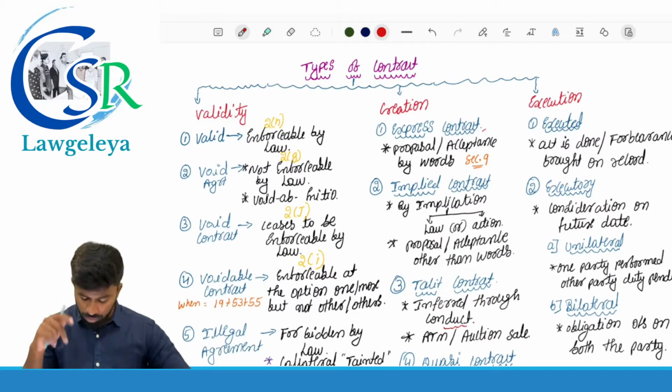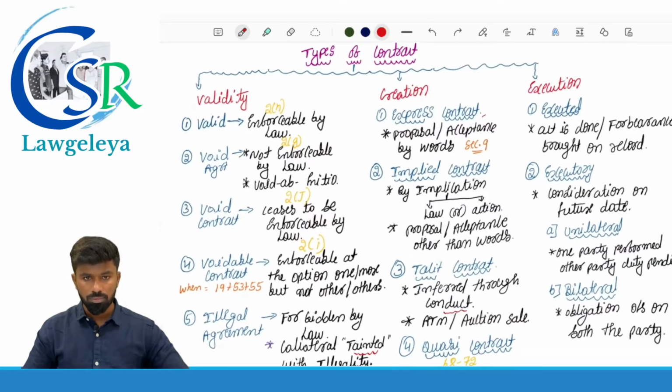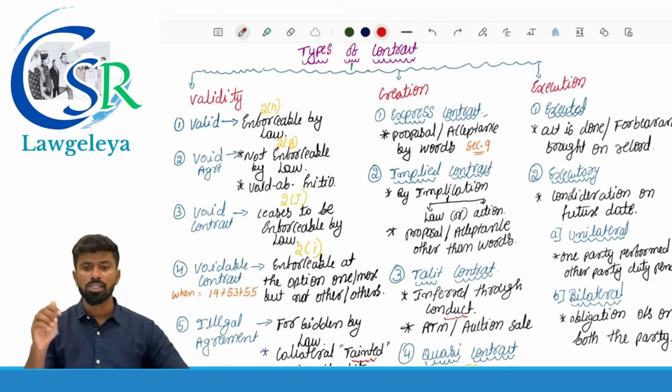Following types. What is the first one? Executed contract. What contract? Executed contract. So now what is executed contract, sir? Executed contract is a contract where the act is done or a forbearance is brought on record at the time of entering into a contract itself, because we know that consideration can be what? It can be an act or it can be a forbearance.